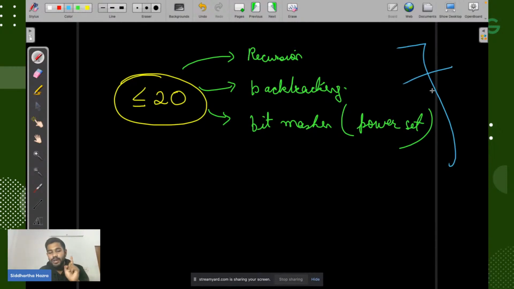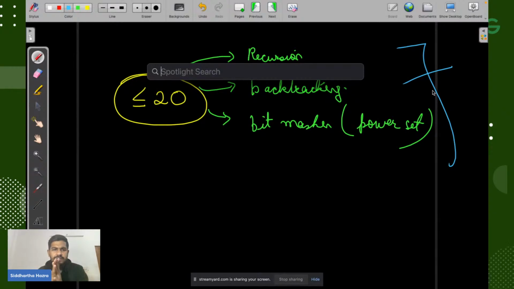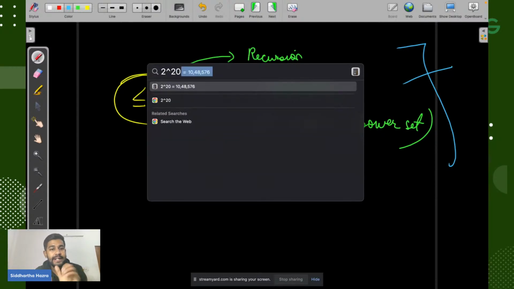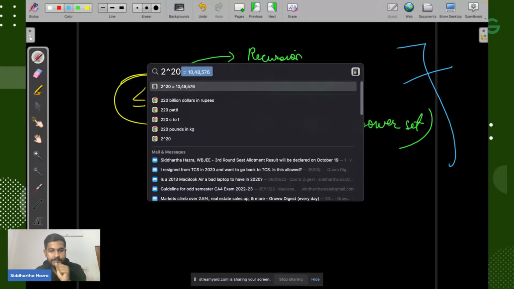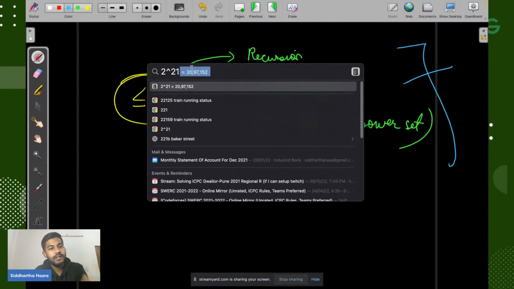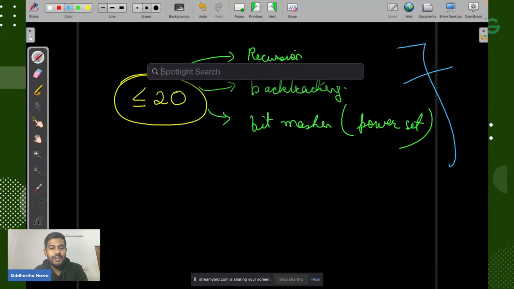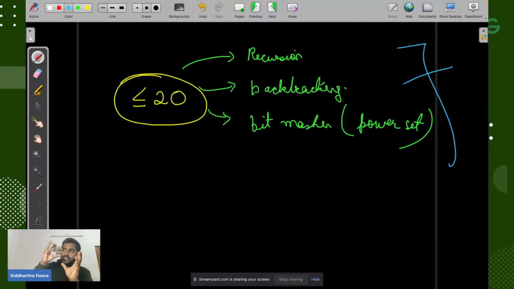Why? Because as you know, the time complexity of all three is exponential. 2 to the power 20 is less than 10 to the power 8. 2 to the power 21 is more than this. So remember that constraints less than 2 to the power 20 fall under these three. Remember this.